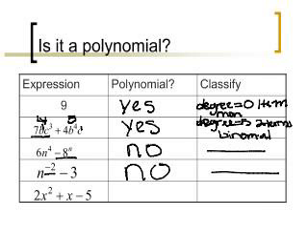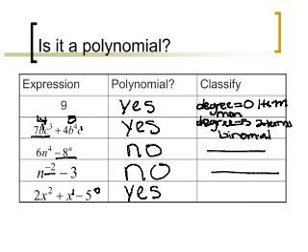Okay. The last expression, 2x squared, so that first term has a degree of 2. The second term, just the x, has a degree of 1. And then the third term, the minus 5, a constant term, has a degree of 0. So we take it as a polynomial then. So yes, that is a polynomial.